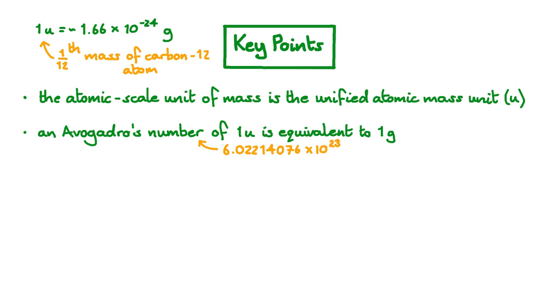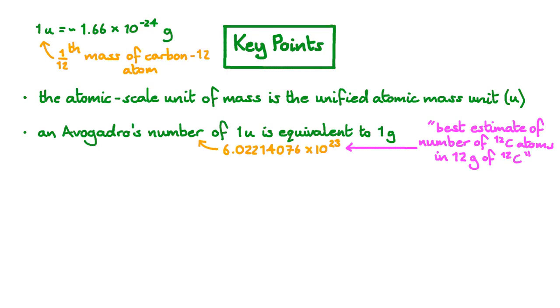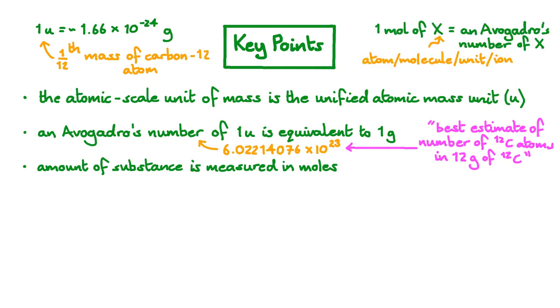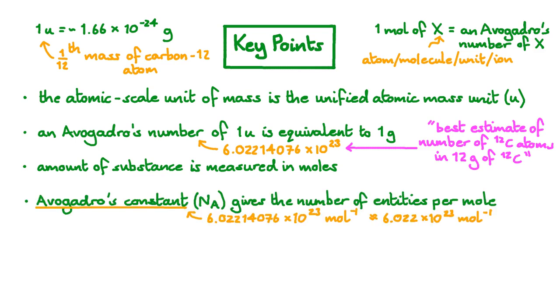6.02214076 times 10 to the 23. Avogadro's number used to be defined relative to a specific amount of carbon-12. The new definition is simply our best estimate of that number. The amount of a substance is typically measured in units called moles. 1 mole of any species, be that atom, molecule, formula unit, or ion, is equivalent to an Avogadro's number of that particular entity. Avogadro's constant is a useful term for equations, and it gives us the number of entities per mole. It's sometimes simplified to about 6.022 times 10 to the 23 per mole.